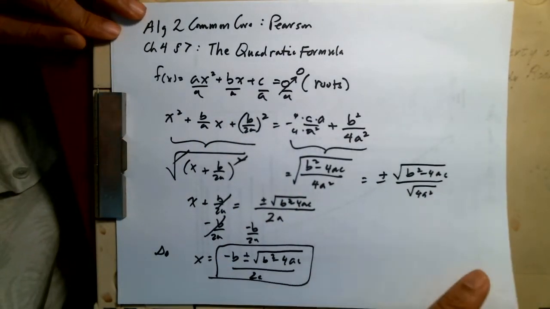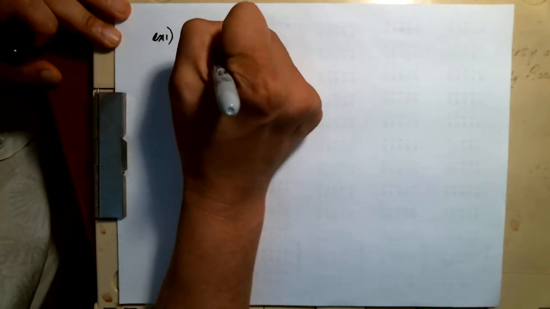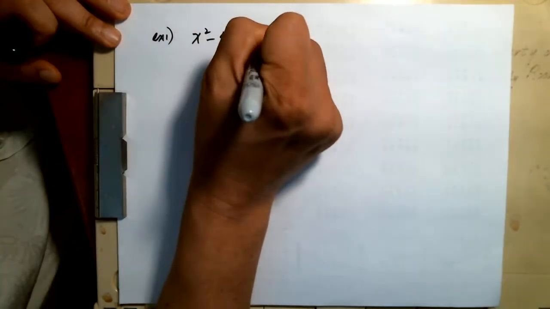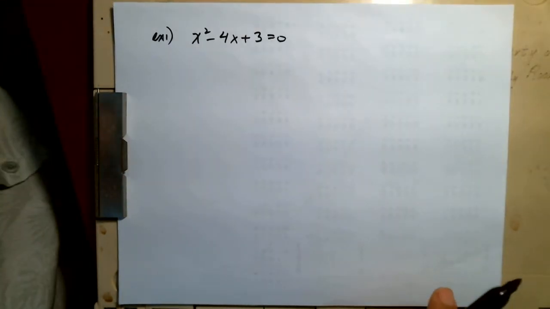So I'm going to do an example for you and then go over some other things as well. The first thing I'm going to do is, let's start with an example. You have x squared minus 4x plus 3 is equal to 0. Well, let's see what happens now.